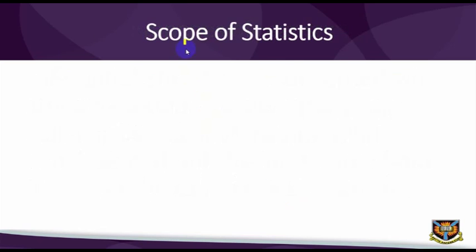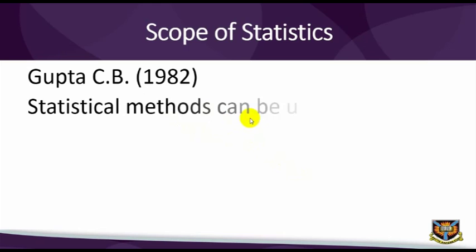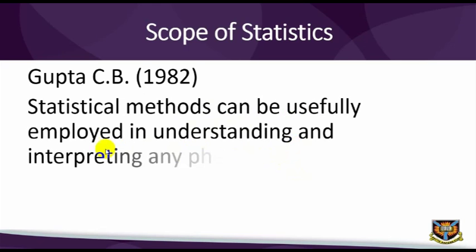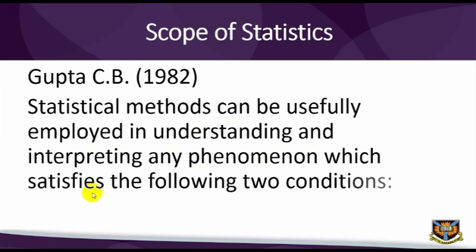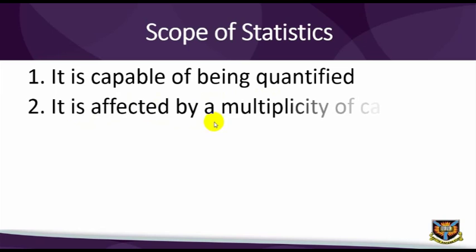Scope of statistics. Gupta C.B. 1982, in his book An Introduction to Statistical Methods, argued that statistical methods can be usefully employed in understanding and interpreting any phenomenon which satisfies the following two conditions. 1. It is capable of being quantified, that is, expressed in the form of figures, either through a process of counting or measurement. 2. It is affected by a multiplicity of causes.